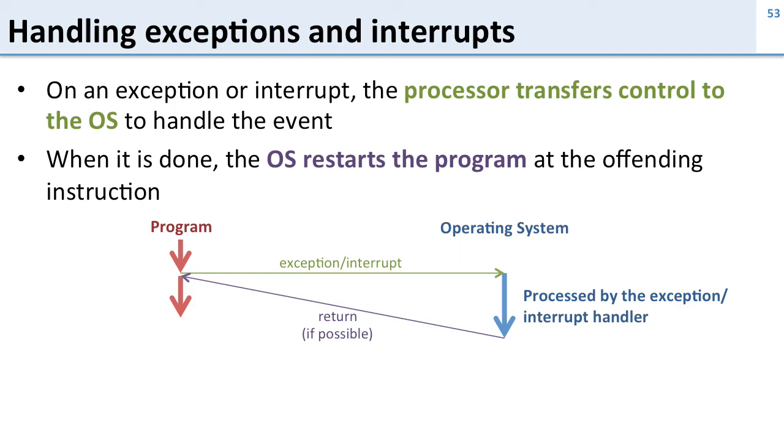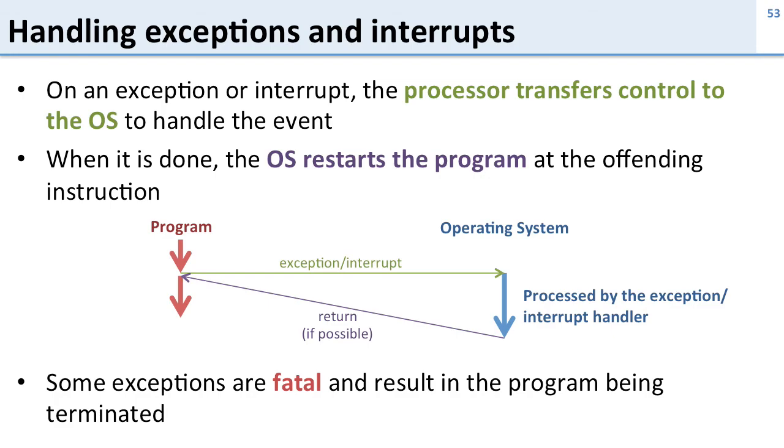So it's important to remember here that while we go to the operating system and we come back to the program, there are some exceptions that are fatal. That when this exception happens, we can't keep running our program, and then the operating system will kill the program.